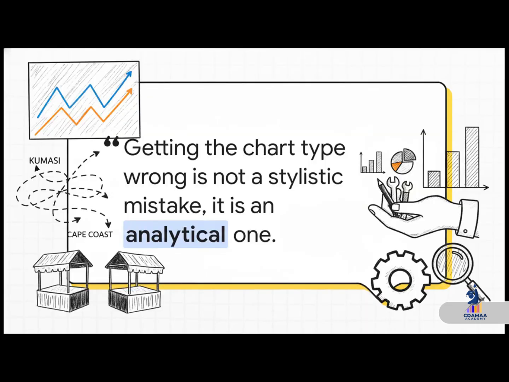And this all leads to a crucial point. I really want this to stick with you. Getting the chart type wrong is not a stylistic mistake. It is an analytical one. Think about it. If you use a line chart to compare markets, you're basically saying that Kumasi comes after Cape Coast in time. That makes no sense, right? It's complete nonsense. The tool you pick has to fit the job you're trying to do, period.